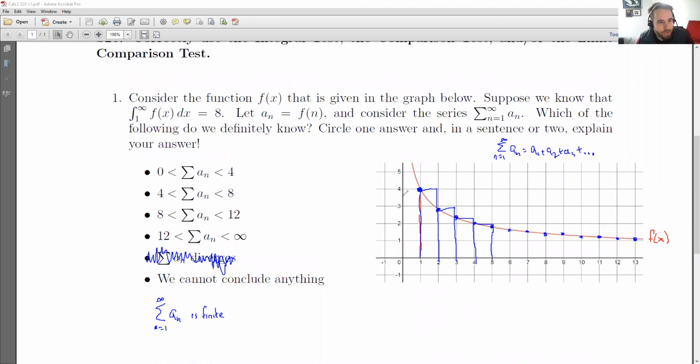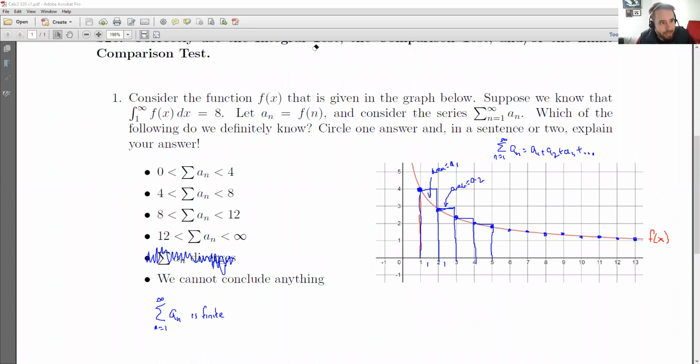Right? So let's think through this. This first rectangle has a height of a sub 1 and a width of 1, and so the area of that rectangle is a sub 1. Similarly, our second rectangle here is at height a sub 2, its width is 1, and so its area is a sub 2. And so on, right? The area of the next rectangle is a sub 3. The area of the rectangle after that is a sub 4.